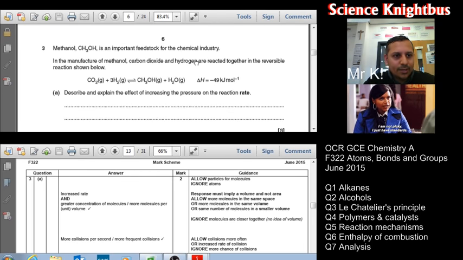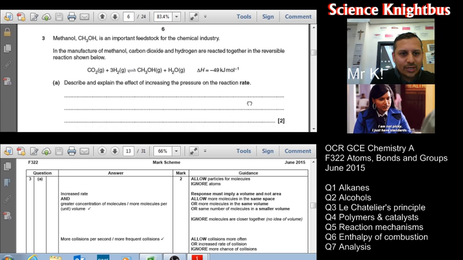So, methanol, CH3OH, is an important feedstock. Now, this is describing and explaining the effect of increasing the pressure on the reaction rate. So let's just have a look. You've got 4 molar volumes of gases there, and 1 molar volume too. So if you increase the pressure, it's going to try and squeeze back in, so it's going to move forward.